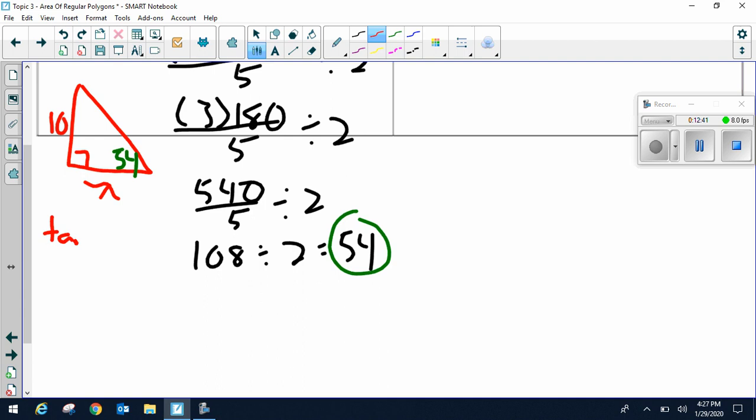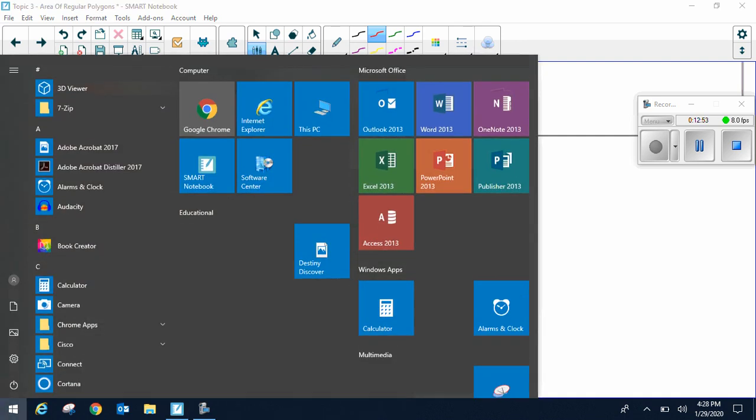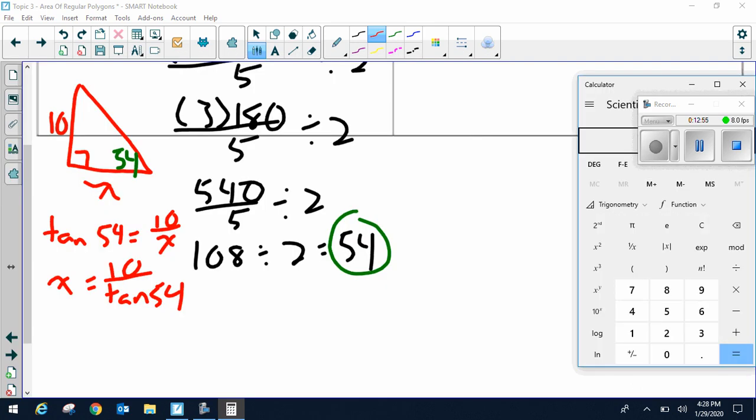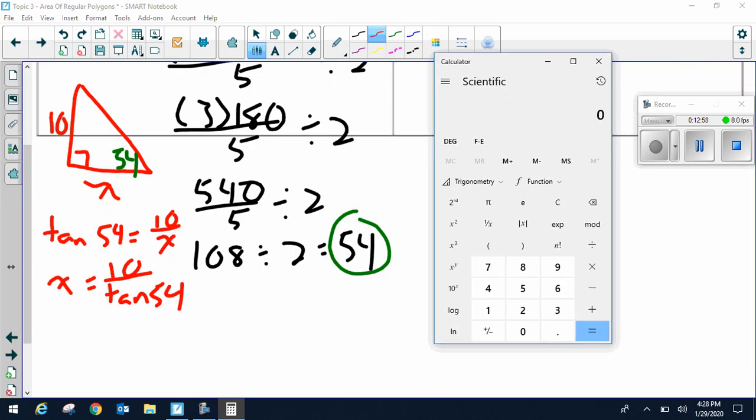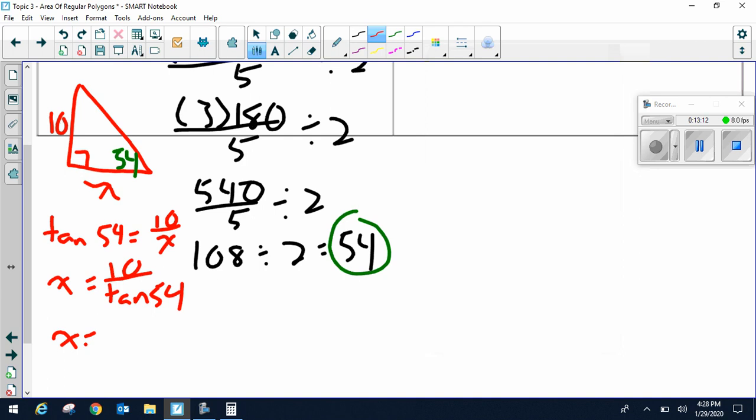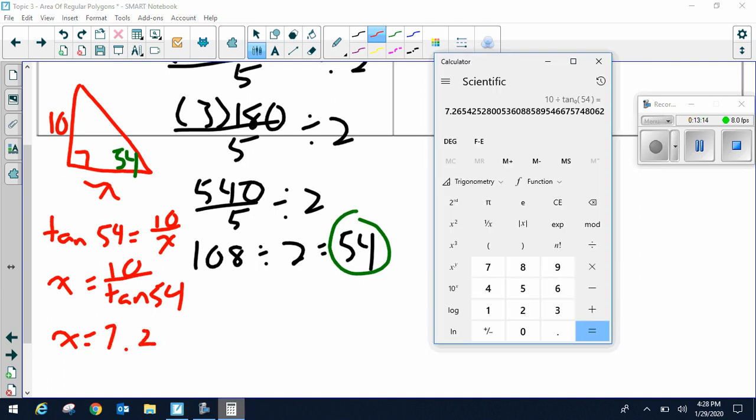So it's tangent of 54 equals 10 over x, which means I'm going to do x equals 10 divided by the tangent of 54. Now I'm going to pull up my calculator on the computer here so you can see what I'm doing. Okay, you can see that I have it up here. So again, I'm going to hit 10, divided by 54 tan. Okay, and hit equals, and I get this number. X equals 7.265.